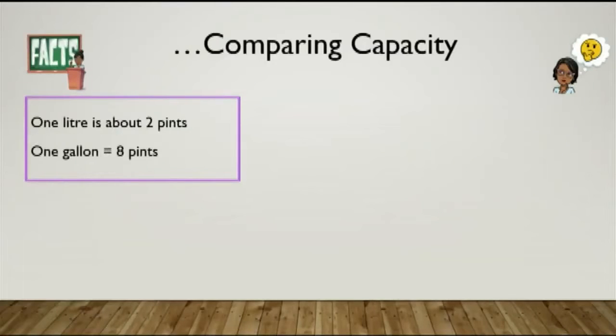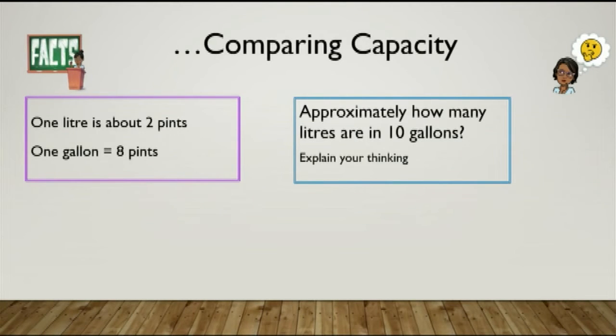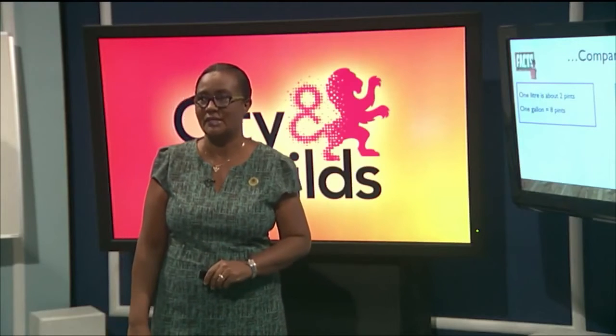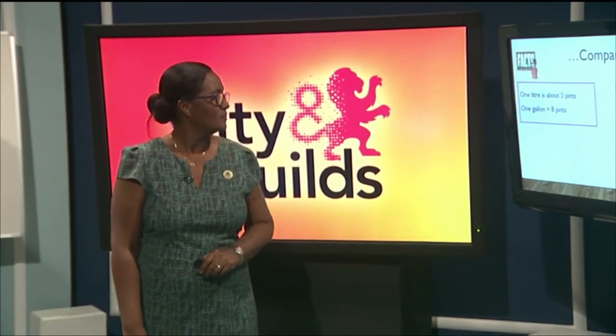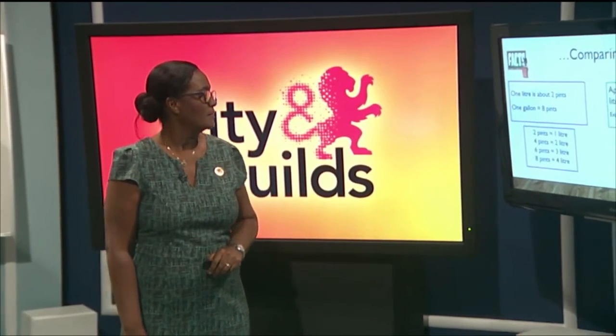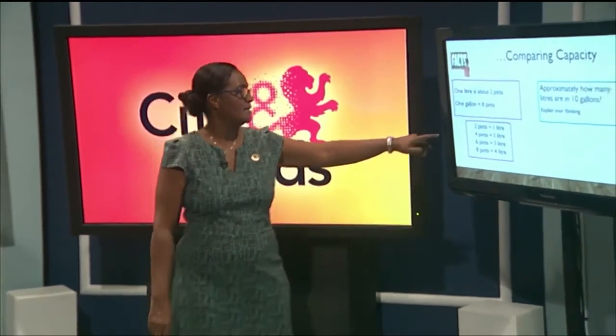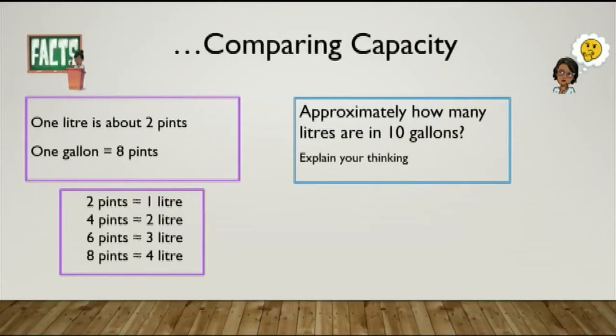All right. So here's a question for you now. Approximately how many liters are in 10 gallons? And I would like to see you show your working. Okay, so 2 pints, 1 liter, 4 pints, 2 liters, 6, 8 pints, 4 liters. So 8 pints is 4 liters. There we go, that's your gallon.